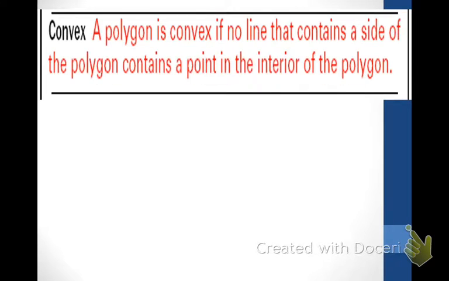Anyways, you're going to learn about convex and concave. Concave is the opposite of convex. Really, we only talk about convex. You're just going to have to write all of this, I'm sorry: a polygon is convex if no line that contains a side of the polygon contains a point in the interior of the polygon. I will literally explain what this means. Just write it down.